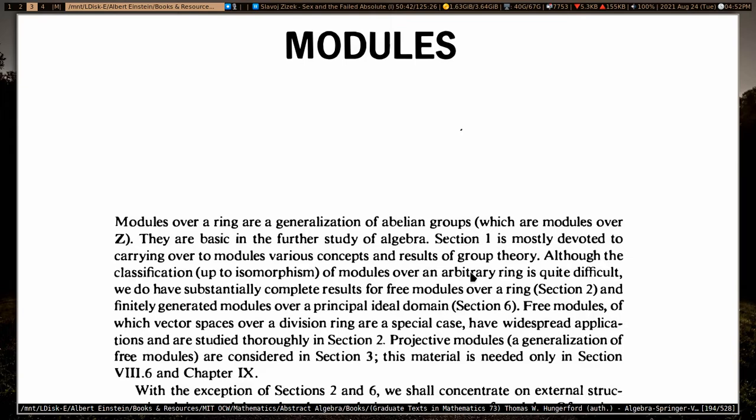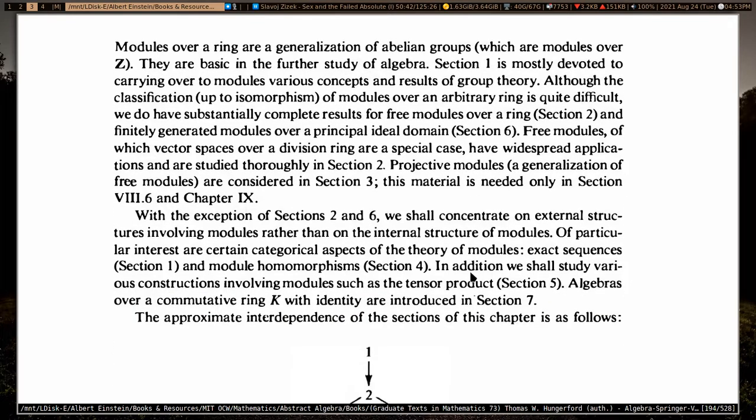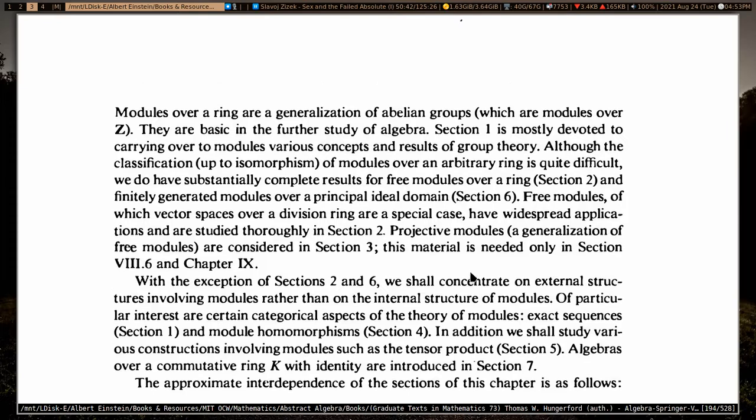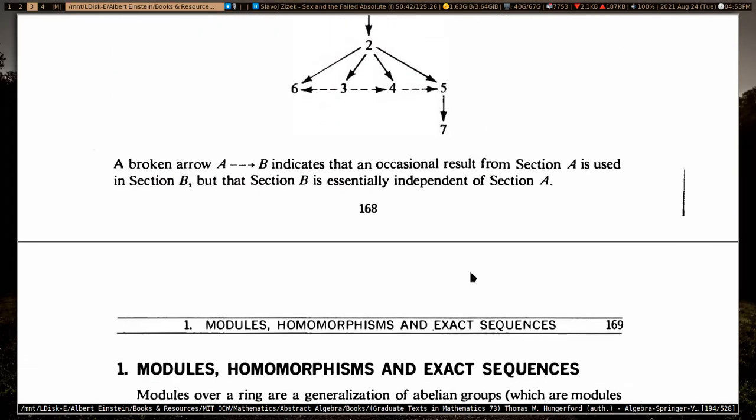So we did rings. We're going to continue from there to build up on modules. We'll see several types of modules. Free modules are the most interesting aspects, because you get vector spaces from there. But we'll also have other kinds of things.